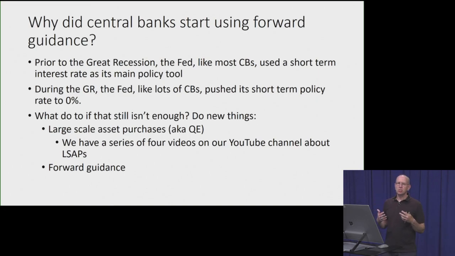So why did central banks start using forward guidance? Well, prior to the Great Recession, the Federal Reserve, in fact, most central banks, used a short-term interest rate as their main policy tool. The Fed, of course, uses the federal funds rate. During the Great Recession, the Fed and a bunch of other central banks pushed their short-term policy rates down to what's referred to as the zero lower bound. In other words, they can't really go any lower. That didn't appear to be enough to help the economies, and so they invented what are now referred to as unconventional policy tools. There were two types of unconventional policy tool: large-scale asset purchases, which we have a whole series of videos on, and then in this particular video, forward guidance.